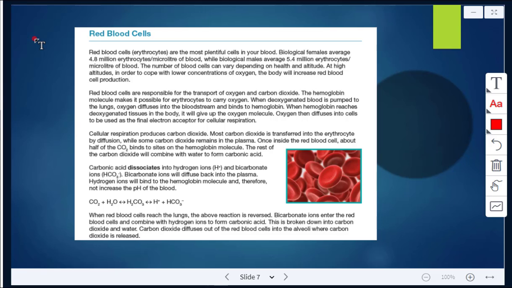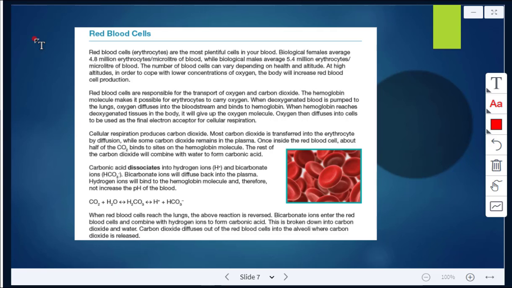So just some more information about the red blood cells. The erythrocytes are the most plentiful cells in the blood. Biological females average about 4.8 million erythrocytes per microliter of blood, and biological males average about 5.4 million erythrocytes per microliter of blood. The number of blood cells can vary depending on health and altitude. At higher altitudes, like in the mountains, in order to cope with those lower concentrations of oxygen, the body will increase red blood cell production.